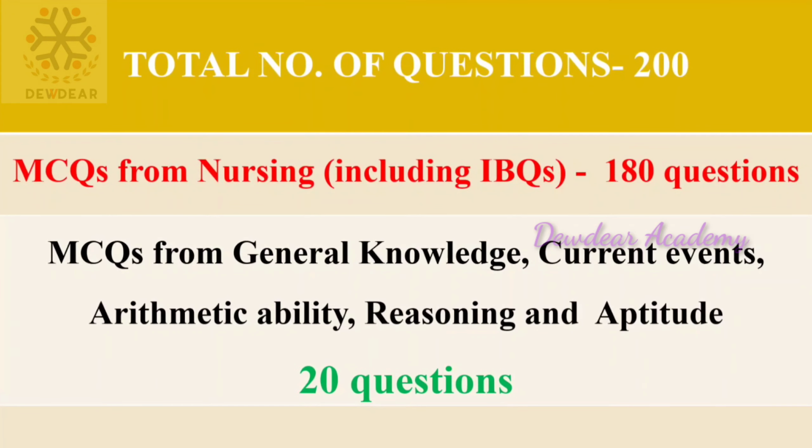The total number of questions is 200. Multiple choice questions are asked from nursing subjects, that is the syllabus of nursing, including image based or video based questions, a total of 180 questions. And the MCQs from general knowledge, current affairs, arithmetic ability, reasoning and aptitude, from these areas there will be 20 questions. Thus a total of 200 questions will be there for the AIIMS examination.